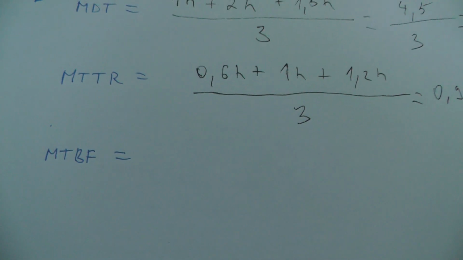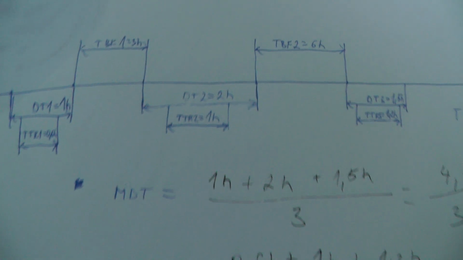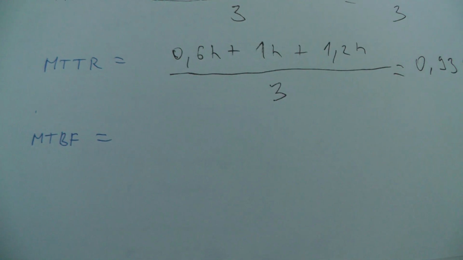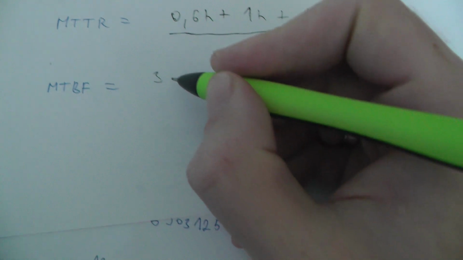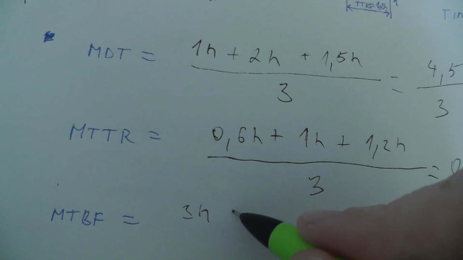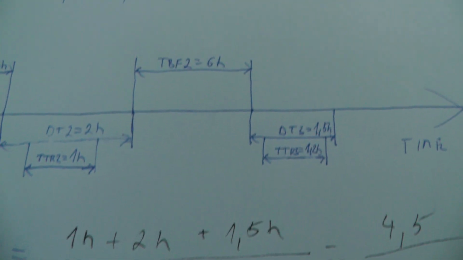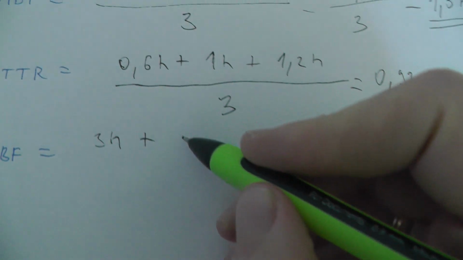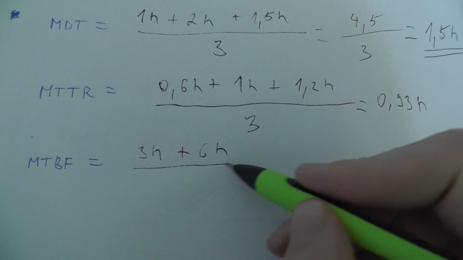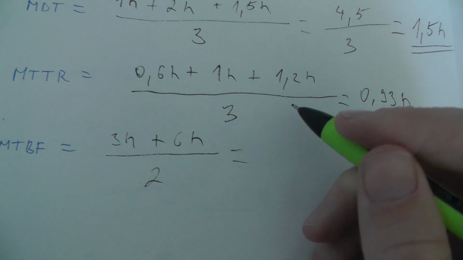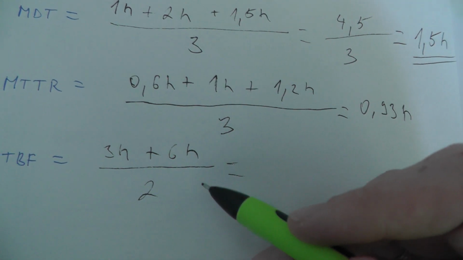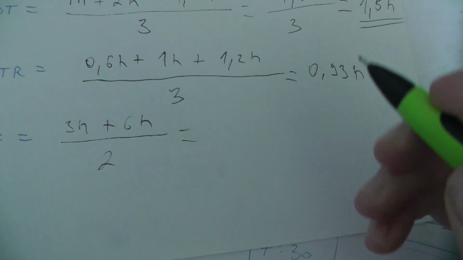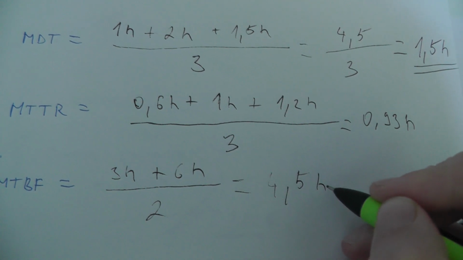Okay, and the last indicator is mean time between failure. Now we look at the time between failures, time between breakdowns. So we have here 3 hours, plus the next time between failure, which is 6 hours. And we can divide by 2, and it is 3 plus 6 is 9. We divide by 2, and it is 4.5 hours.